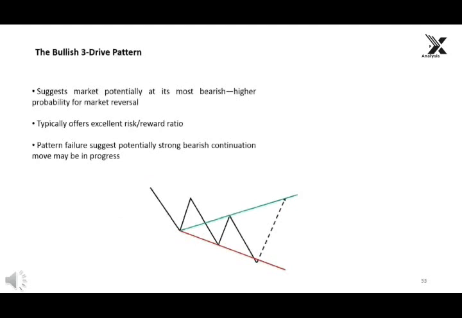The bullish 3-drive pattern suggests the market is potentially at its most bearish, or a higher probability for market reversal. It typically offers an excellent risk-reward ratio. Pattern failure suggests a potentially strong bearish continuation move may be in progress. So even failure is useful.